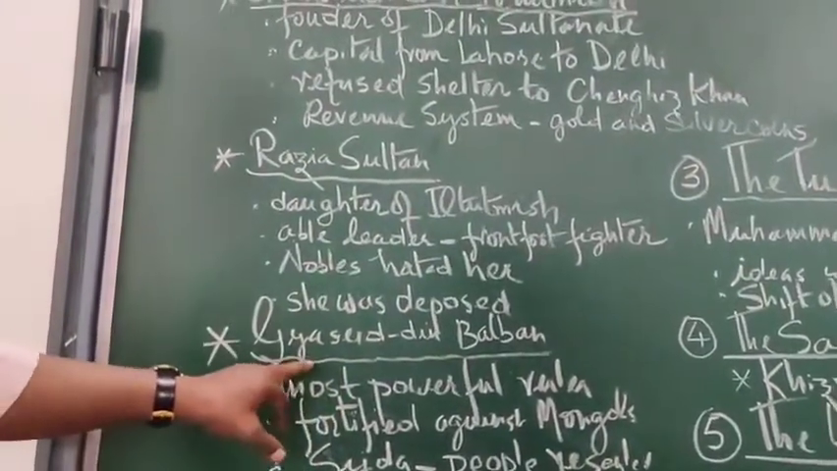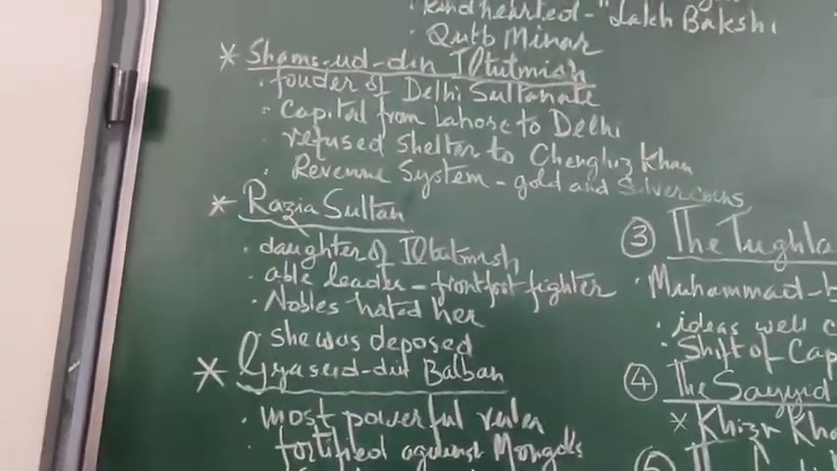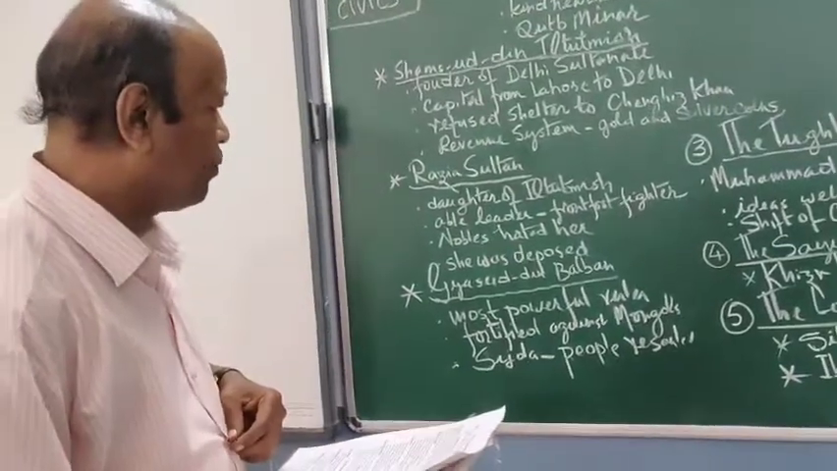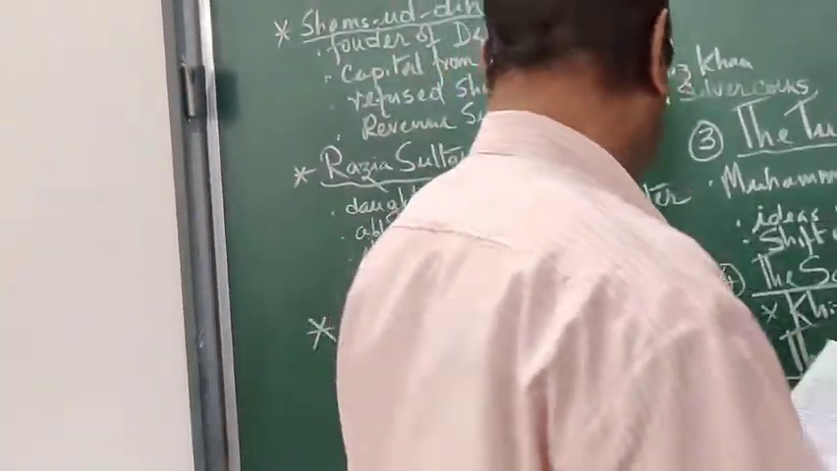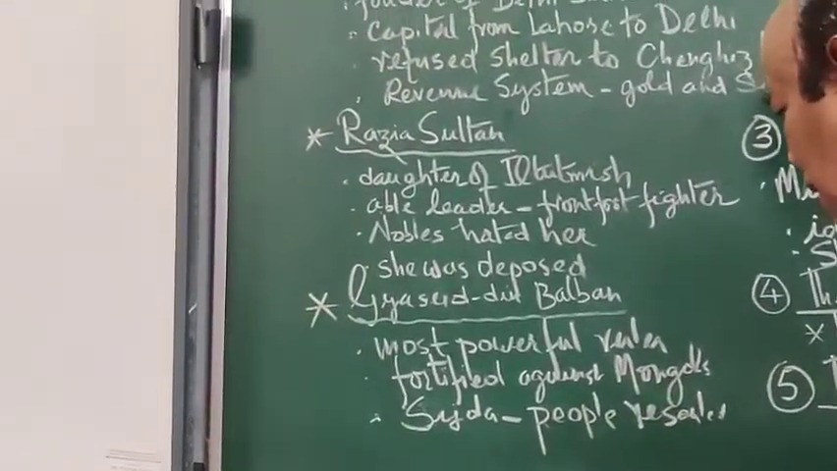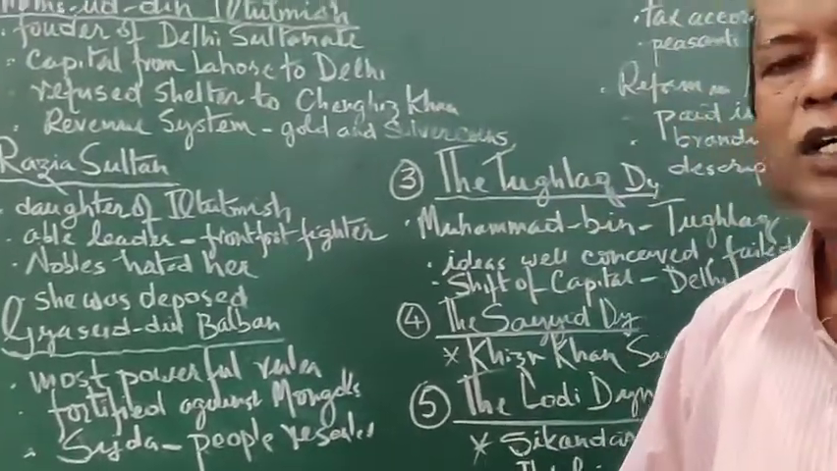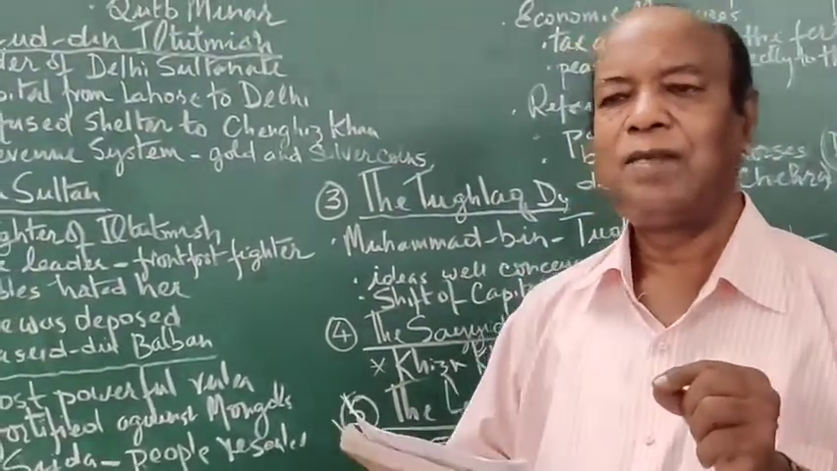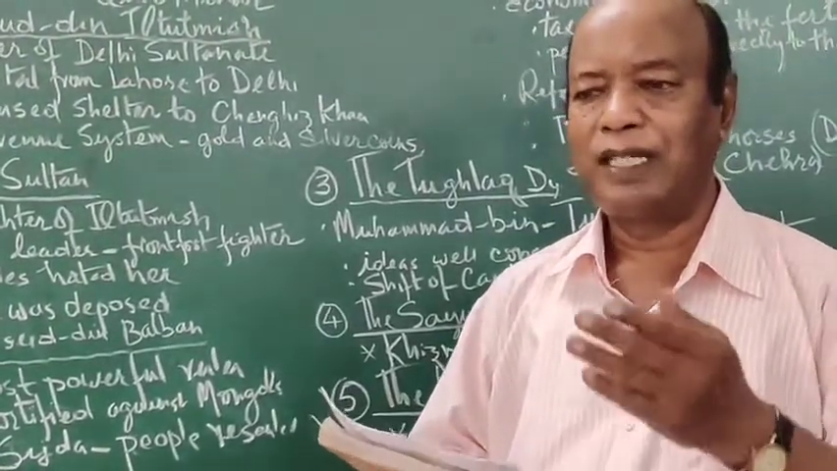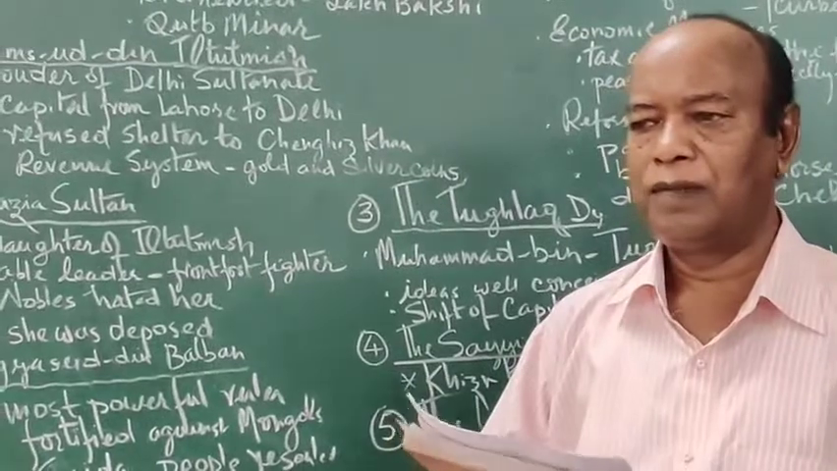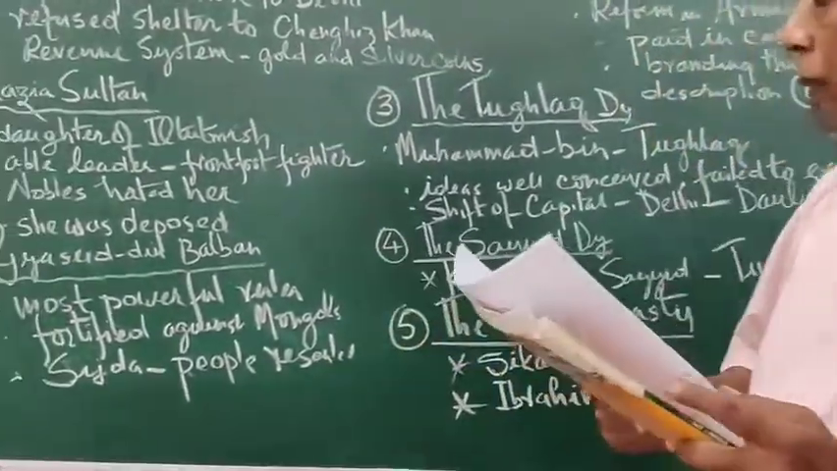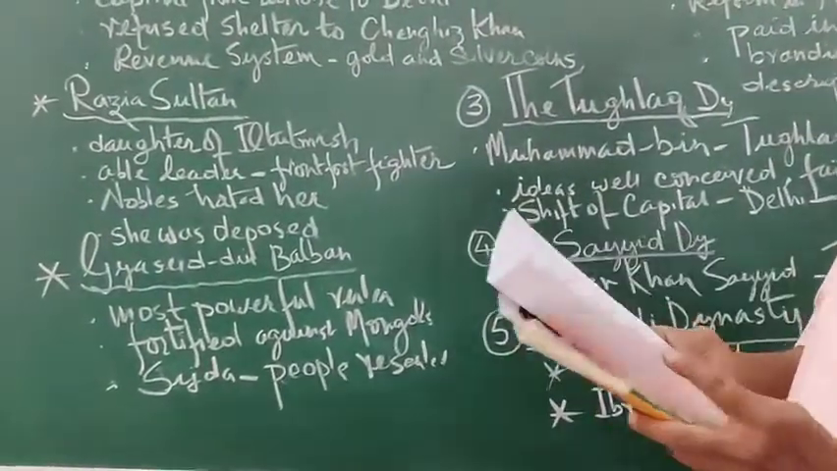After Razia Sultan came Ghiyasuddin Balban, another very powerful leader of the Slave dynasty. He was a very powerful leader, and he told the people to practice Sijda. It was a system which many people resented. Sijda: when they came to the king, they used to lie down and salute him. So people resented this kind of Sijda system.